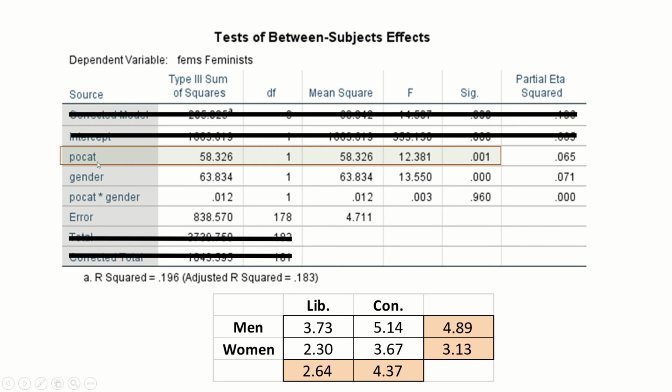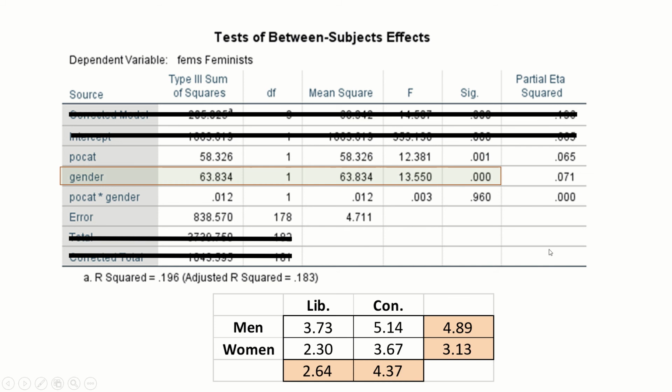Let's take a look at the first row, the main effect of political orientation. Again, we are assessing whether the marginal means for political orientation are significantly different. Do liberals and conservatives significantly differ on anti-feminist prejudice? If we take a look at the sig value here, we get p exactly equal to 0.001. So our p-value is significant, so our main effect of political orientation is significant. Conservatives are reporting significantly more anti-feminist prejudice compared to liberals.